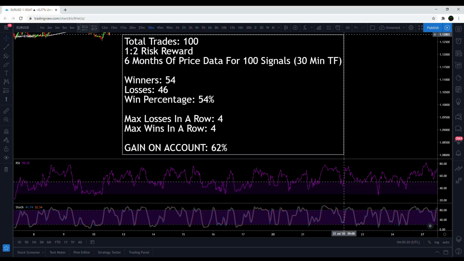So I don't have too much more to say about this. I think that this is pretty good as it stands, but if you added in some higher time frame trend confirmation, you could probably improve this even further. Hint, hint. I haven't made the higher time frame confirmation videos yet, but that will be coming down the line.